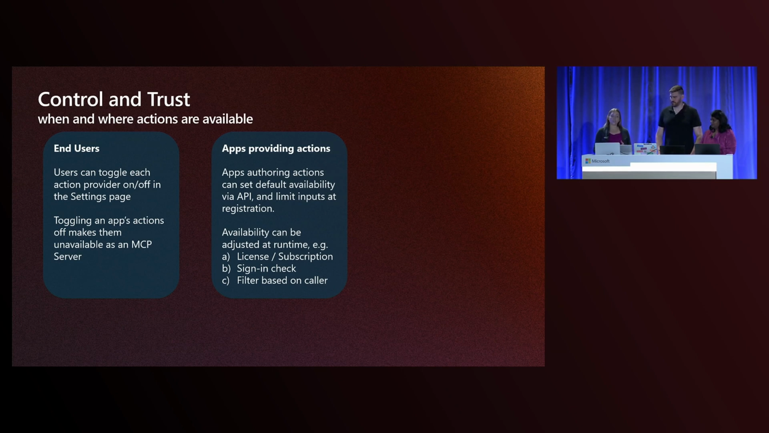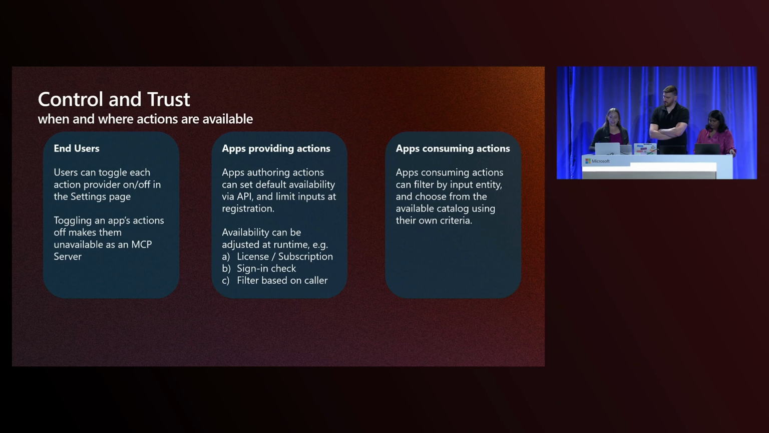And then also, of course, you can limit your inputs at registration using the where clause that Pramalini showed, so that you can only be showing your action when the entity, the relevant entity that's being acted on, is in fact there and available. And then finally, the third set of stakeholders is the apps that are consuming the actions.